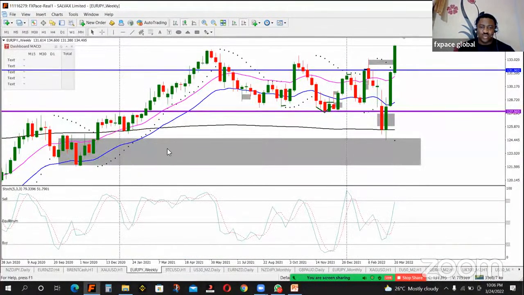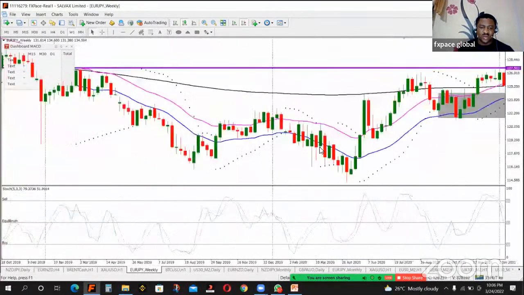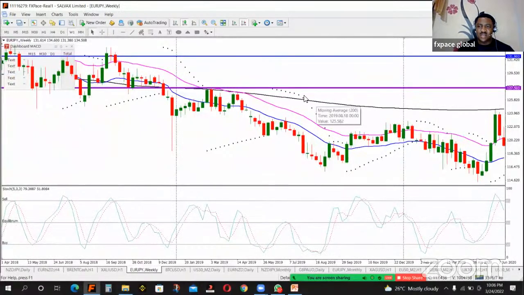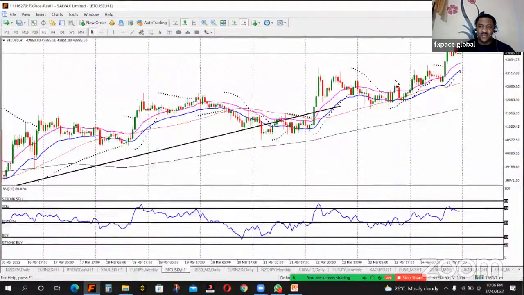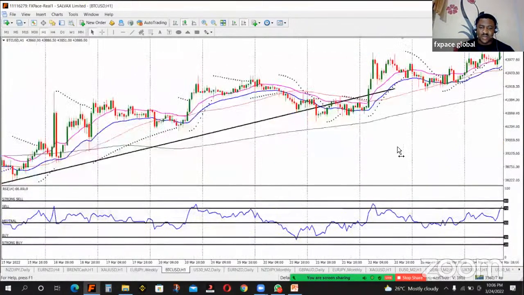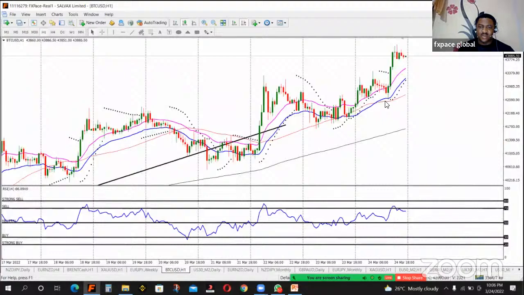This one does not cross. This one is like a railway. This moving average does not cross. I don't want to remove it. It's still there on my Bitcoin. Look at this moving average. I want to see the one that is very clear.